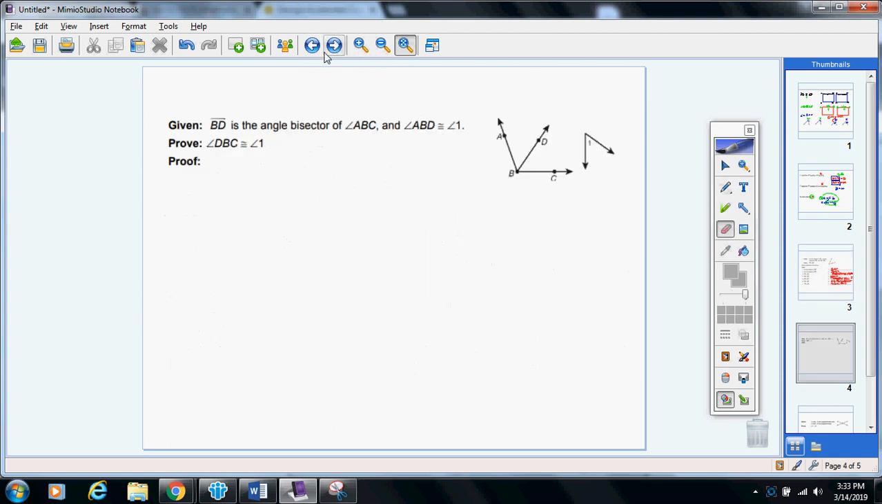All right, let's try another one. This one deals with angles. Notice I don't have the steps written out, so we're totally working through it from scratch.